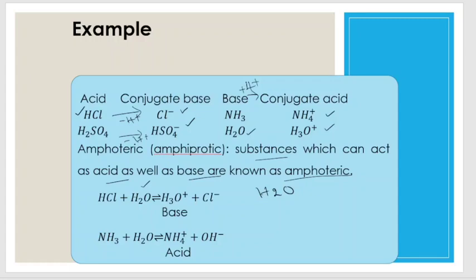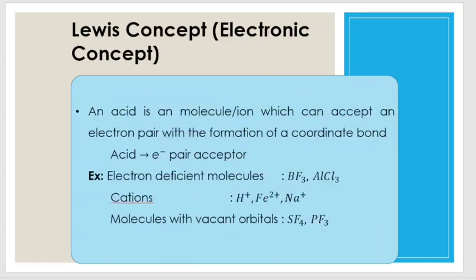Now let's move to the third acid base theory, the Lewis acid base theory. According to the Lewis concept, the acid is nothing but an electron pair acceptor. So far, we discussed the acid as a donor only, but for the first time the acid is acting as an acceptor, accepting the electron pair, or lone pair, from the other molecule or ion.